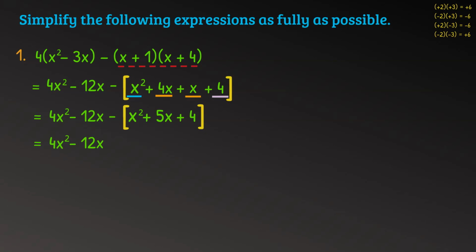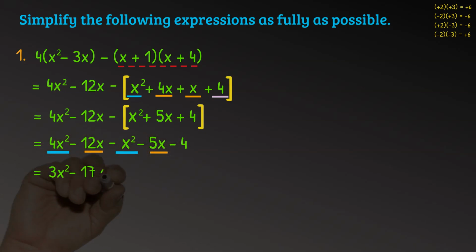So minus 1 times by x squared is minus x squared. Minus 1 times by 5x is going to be minus 5x. And minus 1 times by 4 is minus 4. So now we have no more brackets, we can add the similar terms together, and we have 4x squared and minus x squared, which gives us 3x squared. We have minus 12x and a minus 5x, which gives us minus 17x, and only one constant, minus 4, which remains the same. So the final answer is 3x squared minus 17x minus 4.